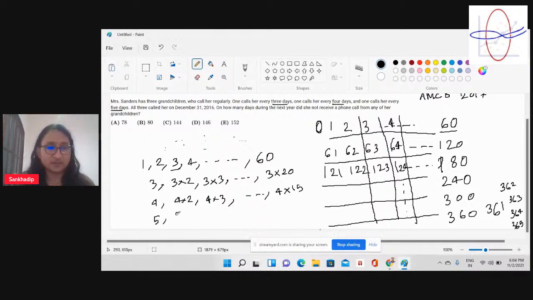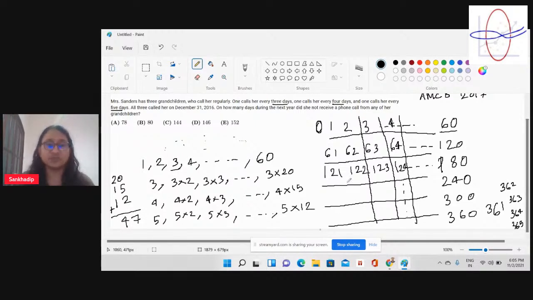And multiples of 5: 5, 5 times 2, 5 times 3, up to 5 times 12. And of course, these are the days where at least one of the children visits, right? So, if we take the numbers blindly, then there will be 20 plus 15 plus 12. How much is that? 47 days on which at least one child visits.